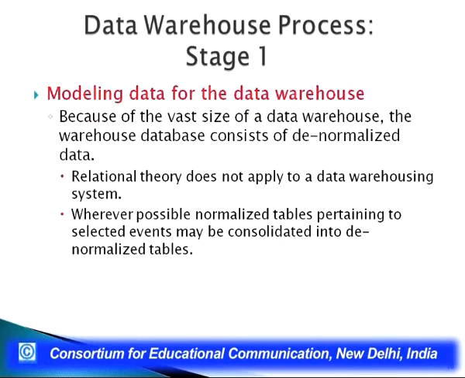Data warehouse process stage one. You can see here the modeling data for the data warehouse. Because of the vast size of the data warehouse, the data warehouse database consists of denormalized data. Relational theory does not apply to the data warehouse system. Whenever possible, normalized tables pertaining to the selected events may be consolidated into the denormalized table.